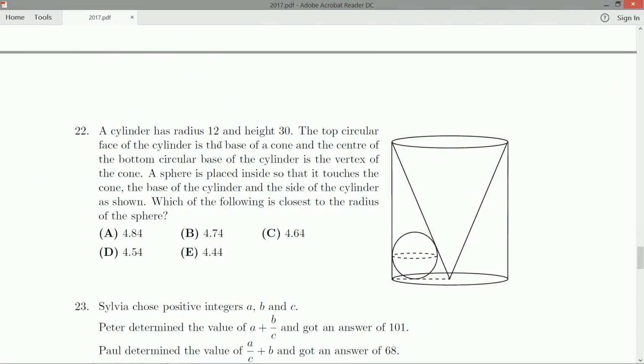A cylinder has radius 12 and height 30. The top circular face of the cylinder is the base of a cone, and the center of the bottom circular base of the cylinder is the vertex of the cone. Okay, they're being very specific here. A sphere is placed inside so that it touches the cone, the base of the cylinder, and the side of the cylinder as shown. So we've got definitely some points of tangency here. Which of the following is closest to the radius of the sphere? And we have some options.